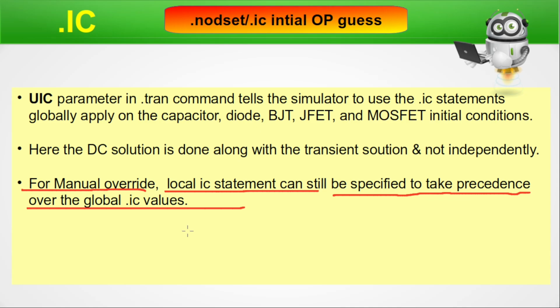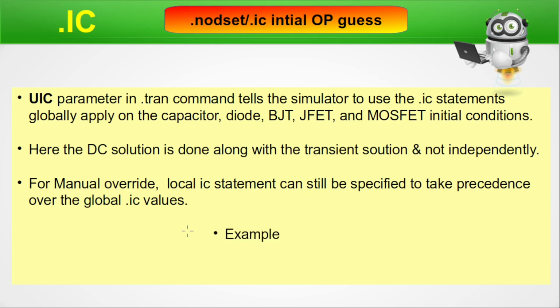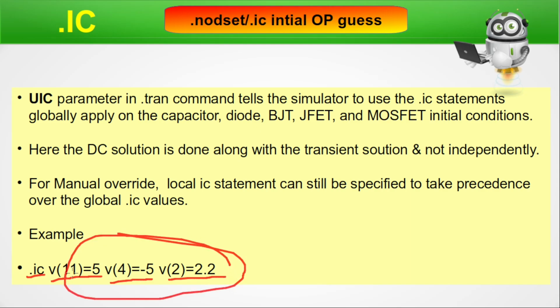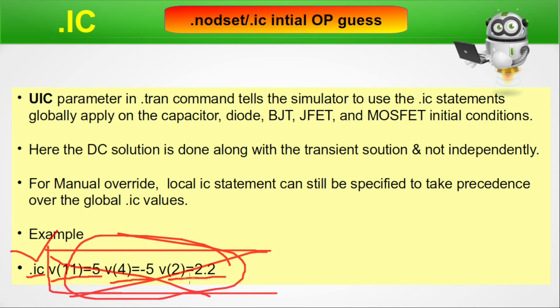Here, theoretically explaining this thing is a bit difficult. Let us see some examples. Like .IC V11 equal to 5, V4 equal to -5, V2 equal to 2.2. This way we can use the .IC, or simply we can remove all those things and we only have the .IC. So in these two fashions, you can use the .IC.